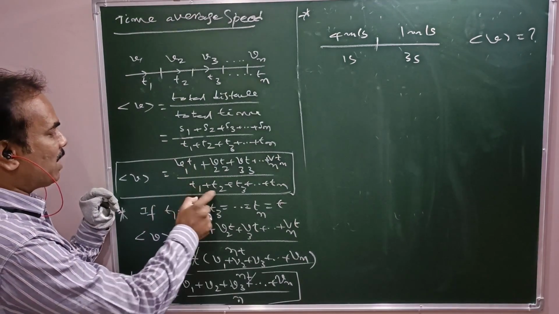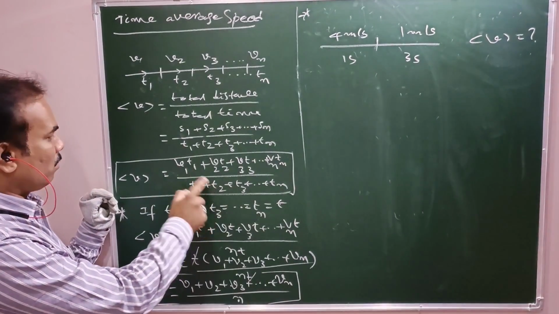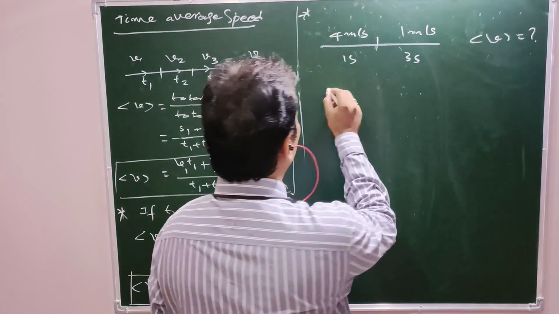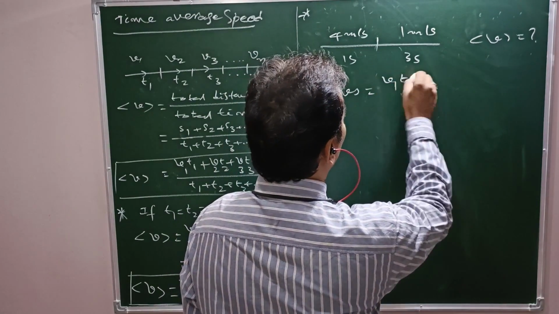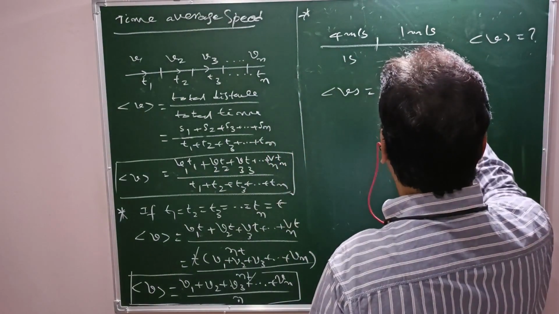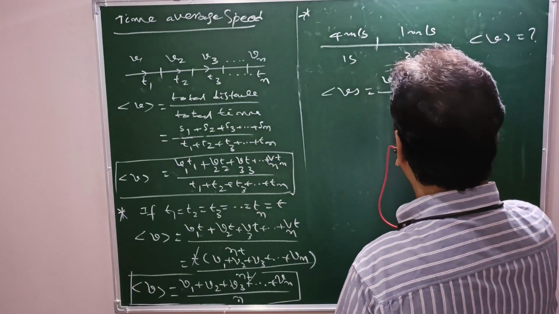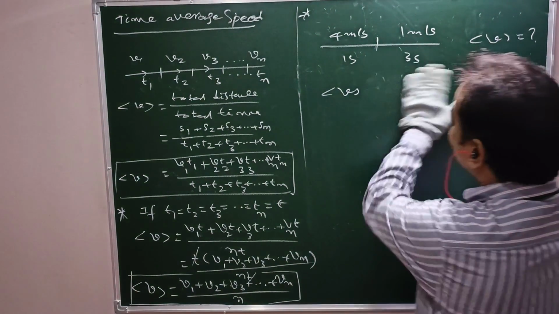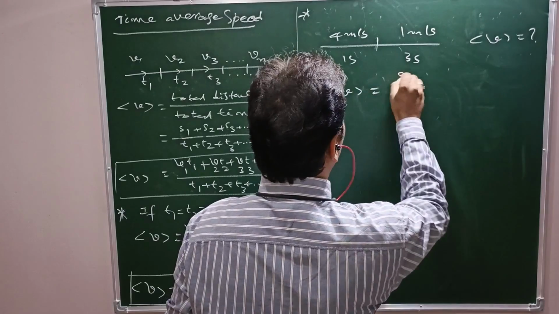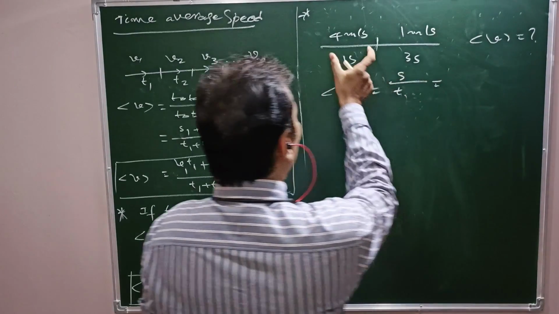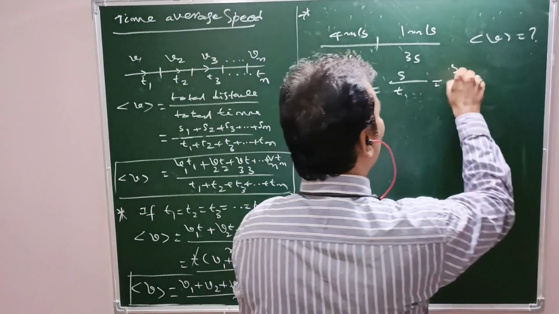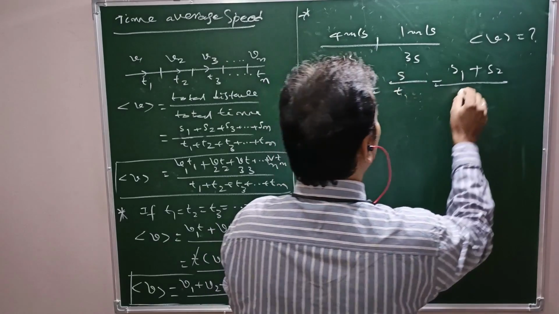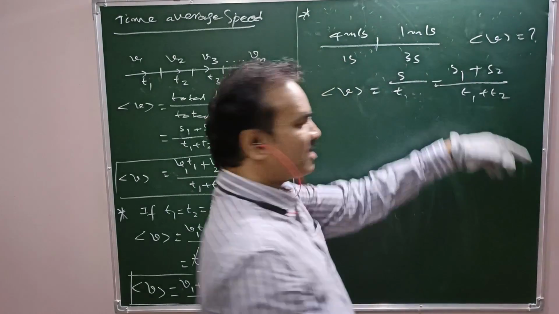For successive unequal time intervals, T1 is not equal to T2 here. So the average speed is equal to (V1 T1 + V2 T2) divided by (T1 + T2). That is the expression. Alright? Otherwise, go conventionally, that is, average speed equals total distance by total time taken. The distance covered from here to there let it be S1, and from here to there let it be S2, divided by the total time T1 plus T2.